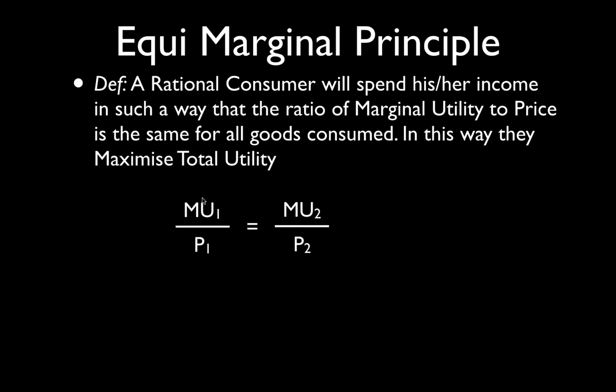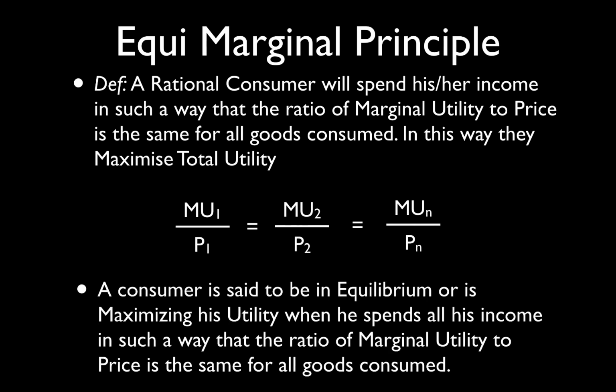So what we're saying is, if you spend your money in such a way where the ratios of marginal utility to price is the same for all goods consumed, you will end up maximizing your total utility. And what I mean by all goods consumed is, let's say, you might consume 50 goods in a year, it's irrelevant, but for every single good, the way to get the most total happiness is to spend your money in this way.